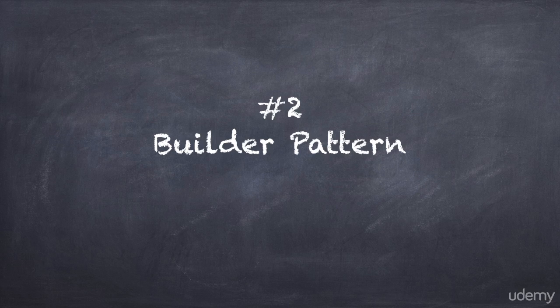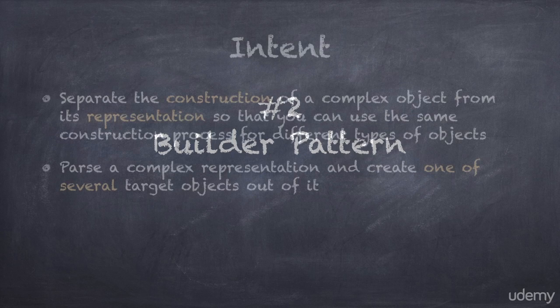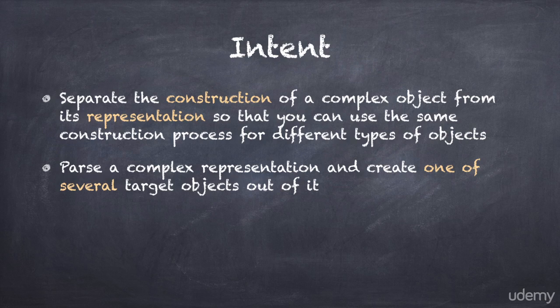The Builder pattern is a good choice when you are trying to accomplish the following. You want to separate the construction of a complex object from its representation, so that you can use the same construction process for different types of objects. Or you want to parse a complex representation, let's say an XML file, and create one of several target objects out of it. Let's go through the points one by one.